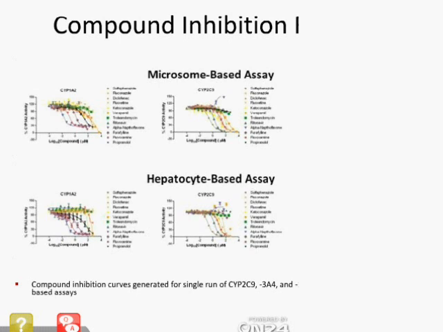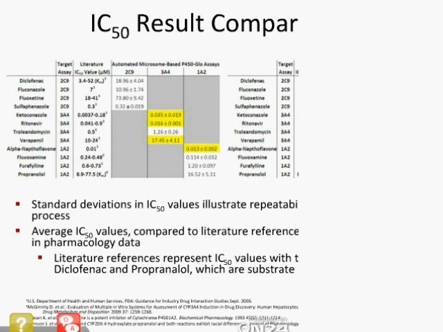Then here we see the average IC50 values that were generated from the 3 runs performed for the known inhibitors of each enzyme isoform. Values for the microsome-based assay are shown on the left, and values for the hepatocyte assay are on the right. Literature IC50 or KM values are also shown. By comparing the results generated by the automated assay to those previously generated, you can see that for the majority of the compounds, there's close agreement between the values.